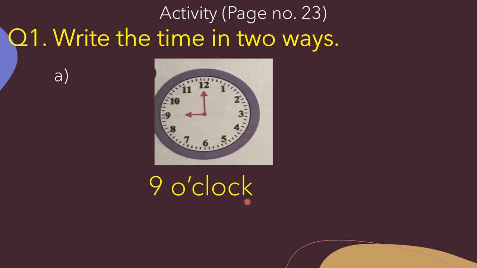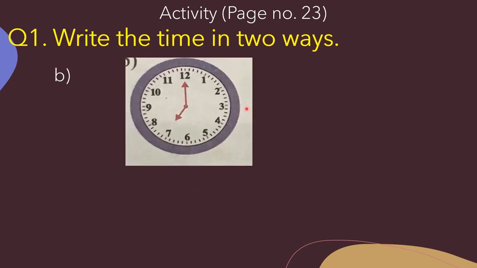Now we have to write it in another way. So how can we write it? There are 9 hours and minutes are 0. So here we will write it like this: 9 colon 00. So these are the two ways to write the time.